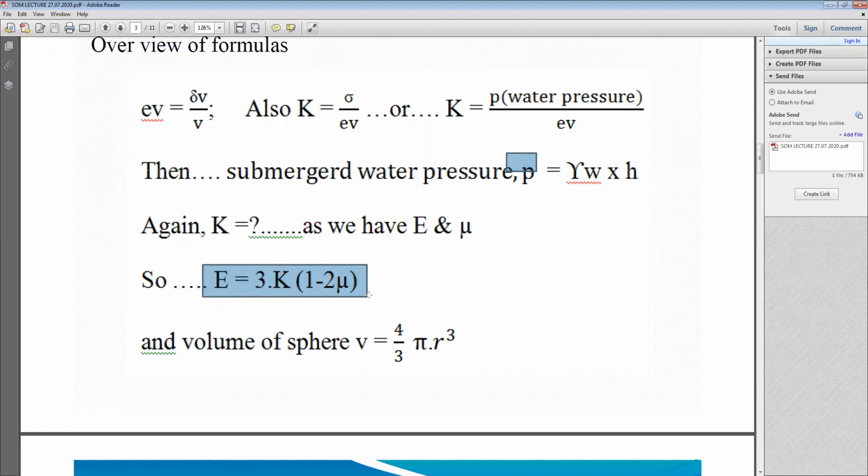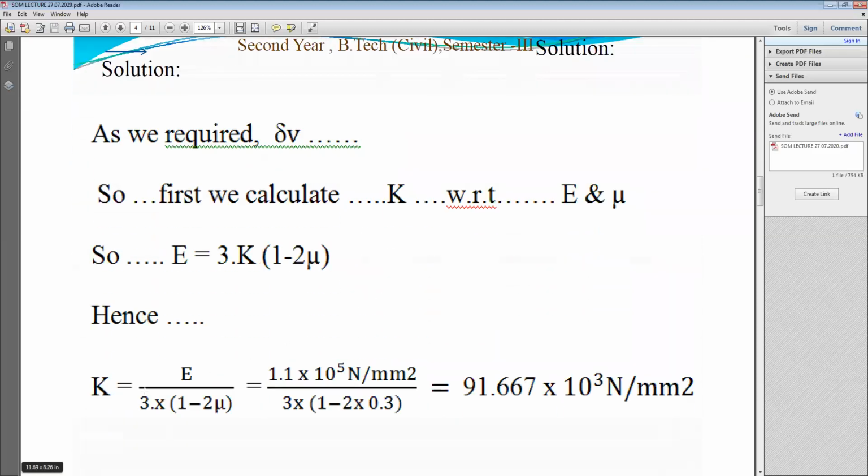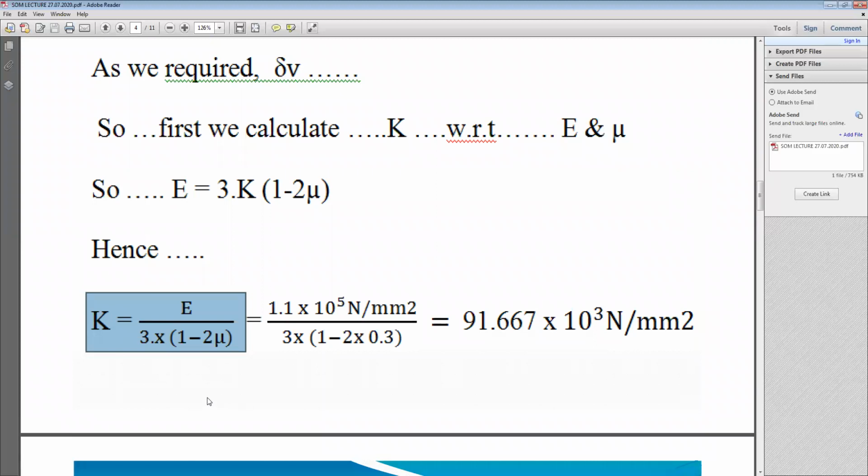Capital E is equal to 3 into K into (1 minus 2 mu). So by using this formula it gets converted like that: capital K is equal to E divided by 3 into another bracket (1 minus 2 mu). As I see in this PPT, the formula relating capital E and capital K becomes like that. So capital K is equal to capital E divided by 3 into (1 minus 2 mu).